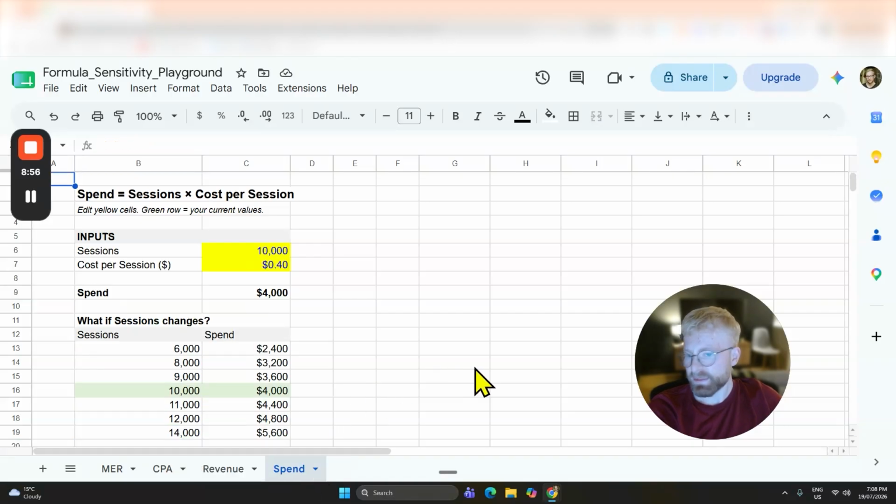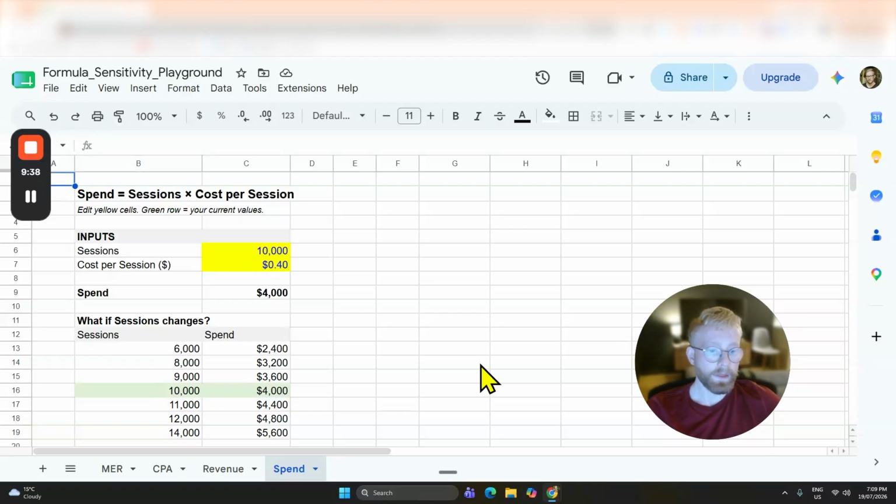Lastly, spend, and this is if you want to forecast spend, you can look at this. Again, there's other things you want to consider, but it's a very easy way to forecast spend. Sessions times cost per session, obviously, gives you your spend. If you want to drive more sessions, how much more spend will I need, basically, right? If I double my spend, well, then obviously my sessions are going to double in this scenario, right?